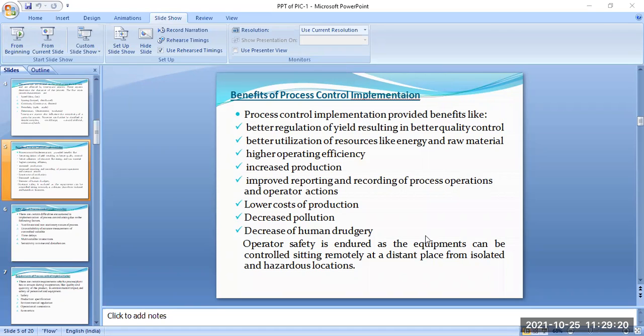Okay, so operator safety is ensured as the equipment can be controlled remotely, sitting at a distant place from the isolated and hazardous location. So this is another important one. Nowadays, we control the total process or plant from a distance, from the control room. In previous days, we had to control different types of valves and controllers, so a worker or labor or engineer had to make a site visit.